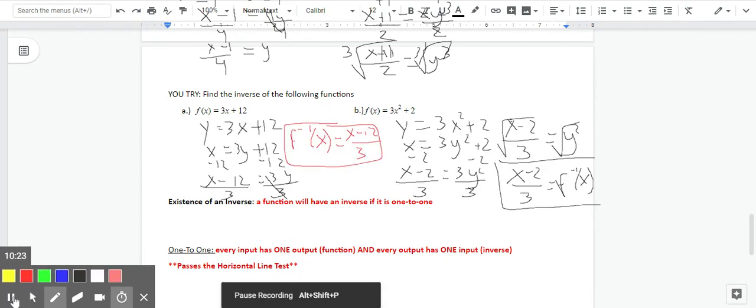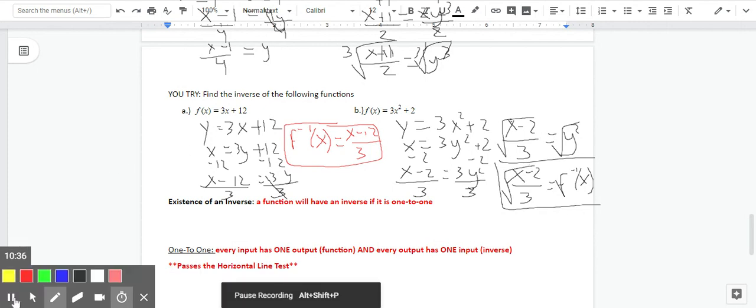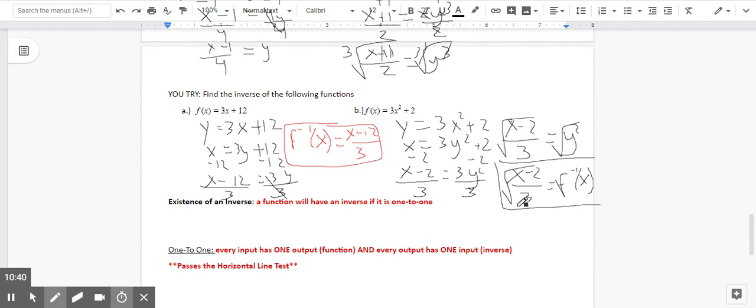So here you can check your answers. For A, f inverse of x equals x minus 12 over 3. And for B, we should have a square root. For the second one, f inverse of x equals the square root of x minus 2 over 3.